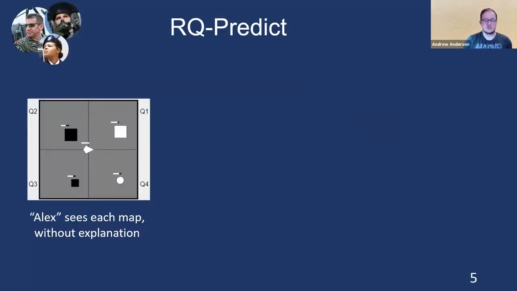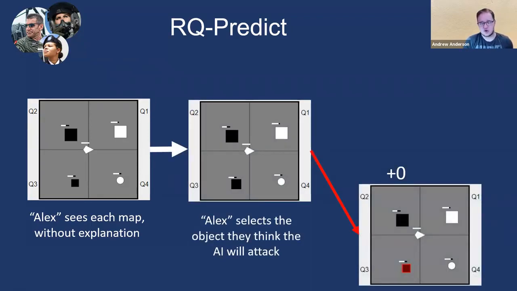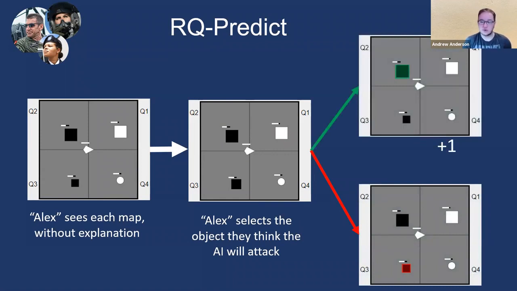At each decision, our participants would see the map without any explanation, and they would have to select the object that they think the AI would attack. If they didn't get it correct, we gave them 0 points. And if they did get it correct, we would give them 1 point.